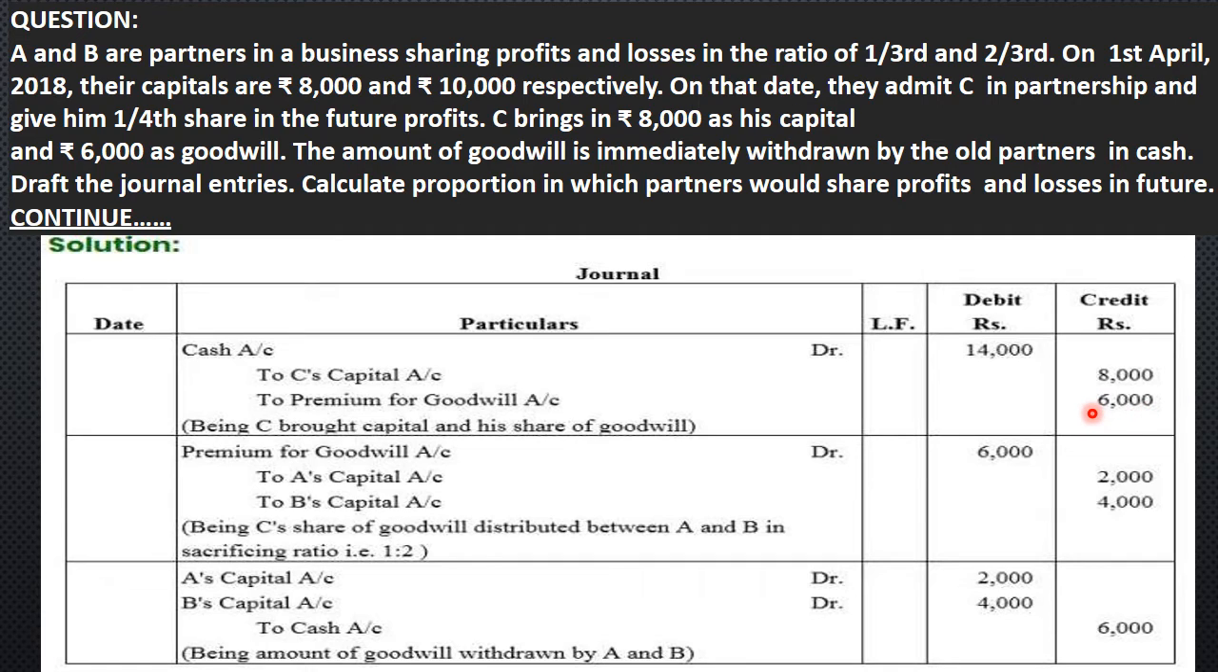And as we know that premium for goodwill is to be shared by partners in their sacrificing ratio. When we distribute that 6,000 in their sacrificing ratio of 1:2, entry will be premium for goodwill account debit to A's capital account to B's capital account by 6,000 and 2,000, 4,000 respectively. Now, as question says specifically that the amount of goodwill is withdrawn by partners immediately, it means sacrificing partner will withdraw this amount, and entry will be A's capital account debit, B's capital account debit to cash account by rupees 2,000, 4,000 and 6,000 respectively.